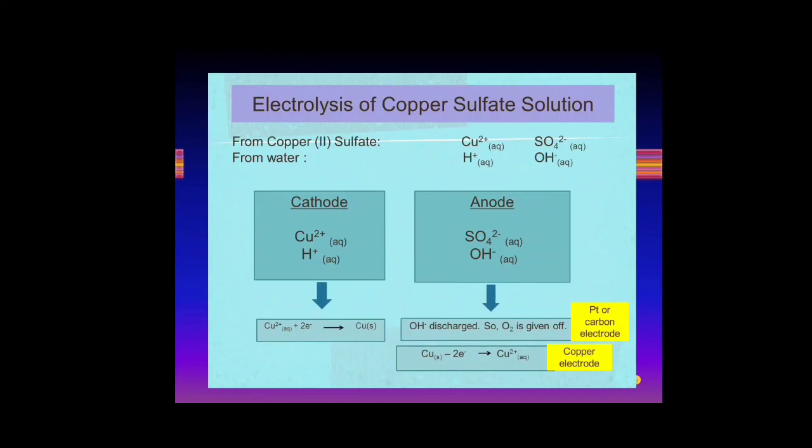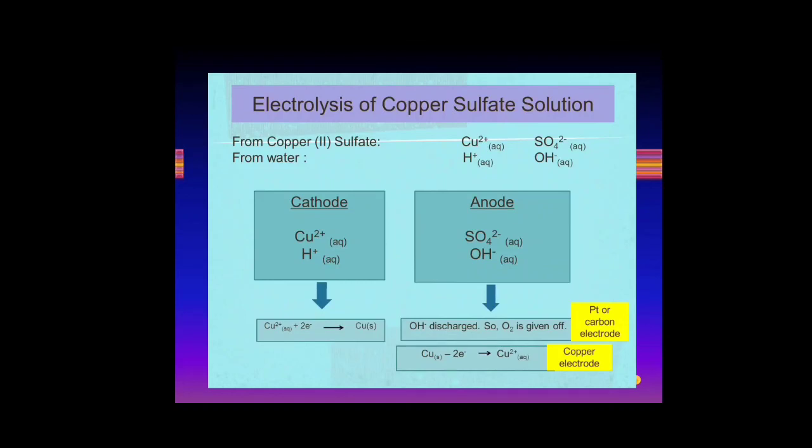So what is the reaction that is taking place? We have two electrons there. At the cathode, copper ions are there and hydrogen ions are also there. And at the anode side we have sulfate ions as well as hydroxyl ions. Now between copper and hydrogen, we know copper is lower in the reactivity series. So copper gets deposited on the cathode.